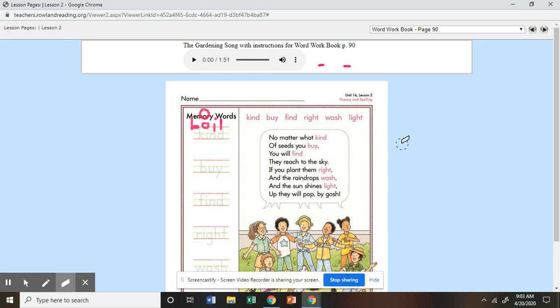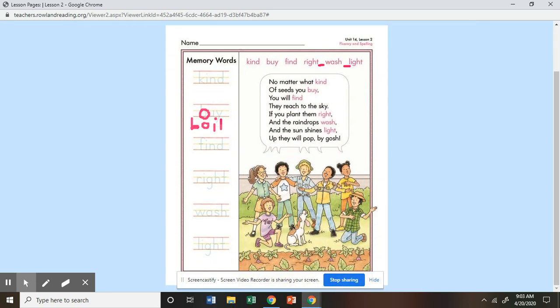And your last page, okay, this gardening song, just like last time, I will assign it on the Super Kids parent portal for you to listen to. These are our memory words. I say it, then you say it.